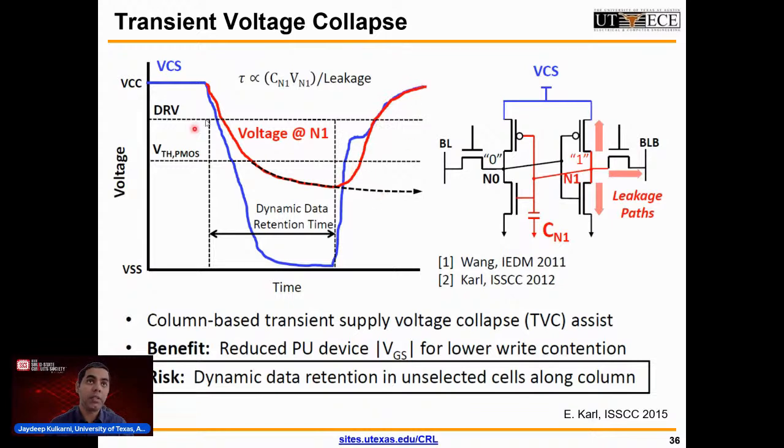And hence, with this type of transient voltage collapse, even if you take this voltage all the way down to zero for a short duration, it still maintains the data for all the unselected cells which are sharing the same column. If you do it for too long a duration, then of course there is a data retention risk. But if you do it on a momentary scale, then we can maintain the data in a reliable way.